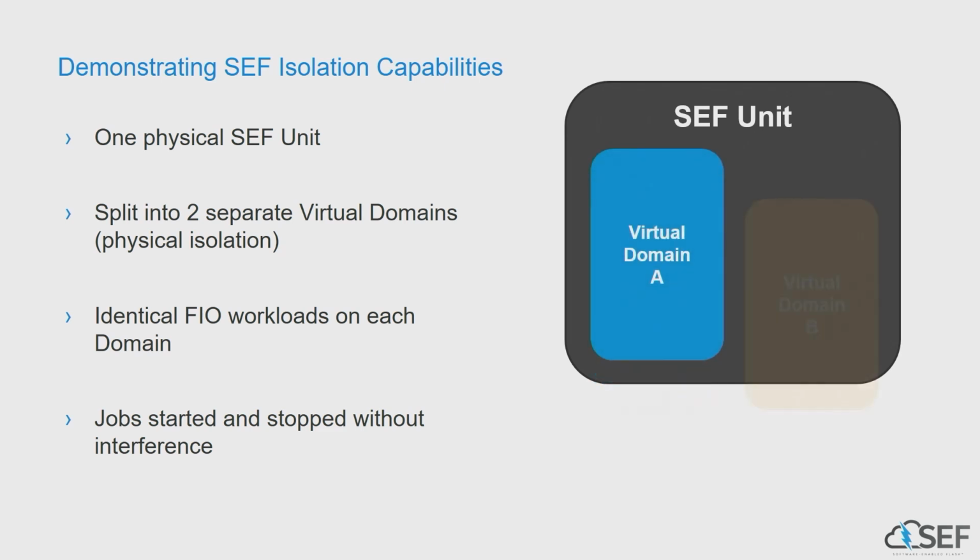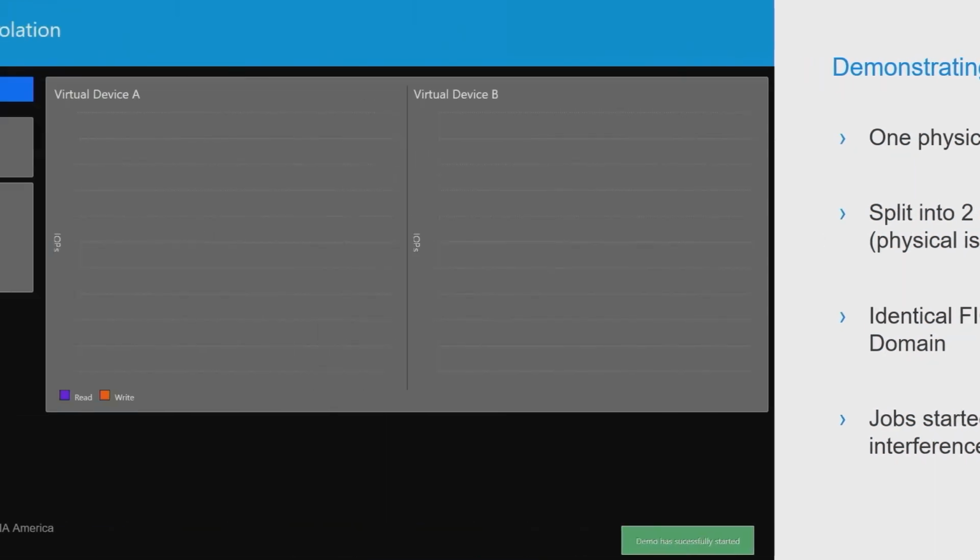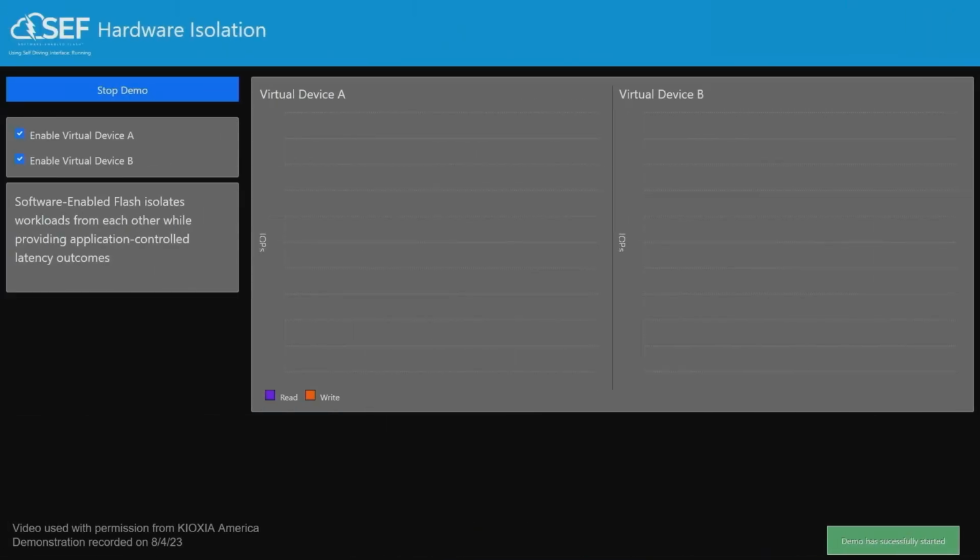Okay, so isolation capabilities. Remember the map and the animation we gave you. I'm going to show you a functional demonstration running on that hardware that we were showing you before. So how we've configured the SEF unit. We've taken two virtual devices. So we've taken a block of flash die, virtual domain A, block of flash die, virtual domain B. On top of that, we put a single QoS domain on each of those so we can actually start to run I/O. So we got device A and device B.